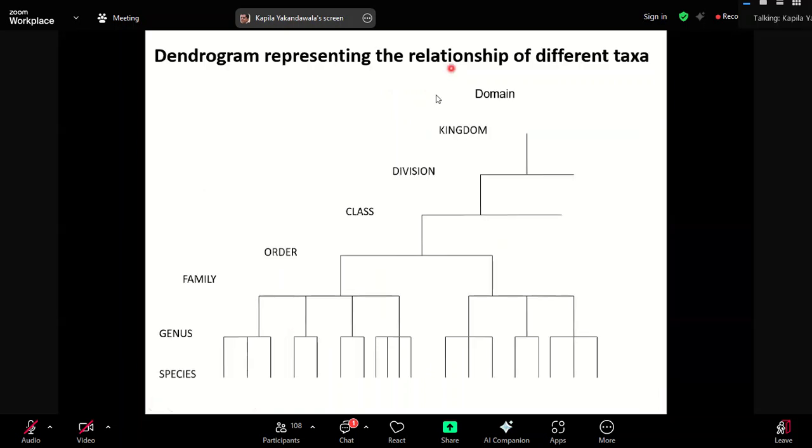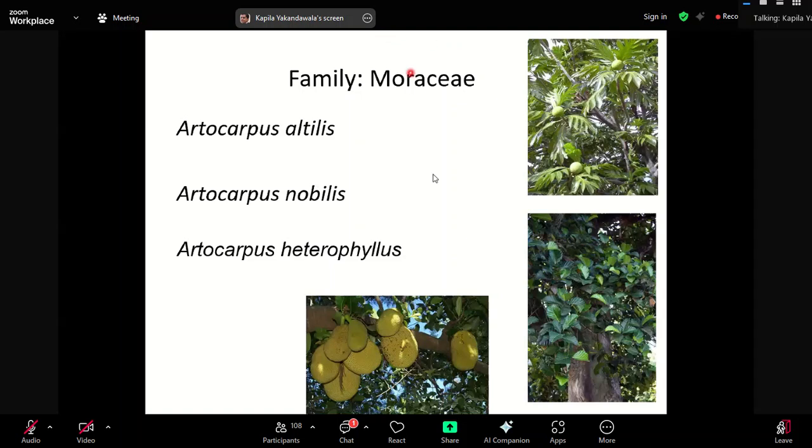Right? This is the hierarchical dendrogram representing different taxa: domain, kingdom, division, class, order, family, genus, species, right? This is a hierarchical system, just like a company profile. Okay. So this is the example that I mentioned, the Moraceae family.